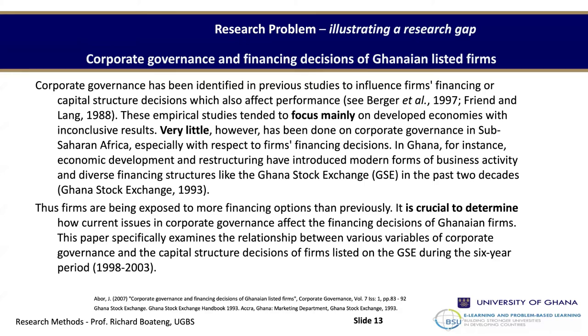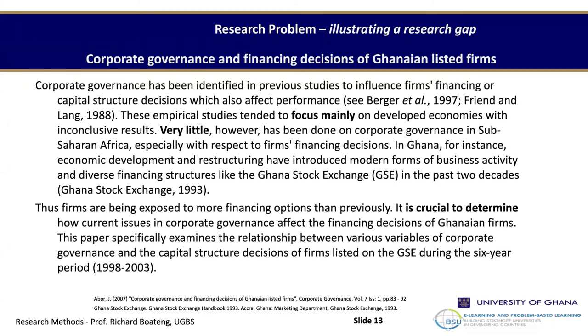So, corporate governance has been identified in previous studies to influence firms' financing and capital structure decisions, which also affect performance. So he looked at the past studies and complemented what has been done. The first one we looked at was an abstract of somebody's work, so I just wanted to show you. These empirical studies tended to focus mainly on developed economies with inconclusive results. That's a first gap.